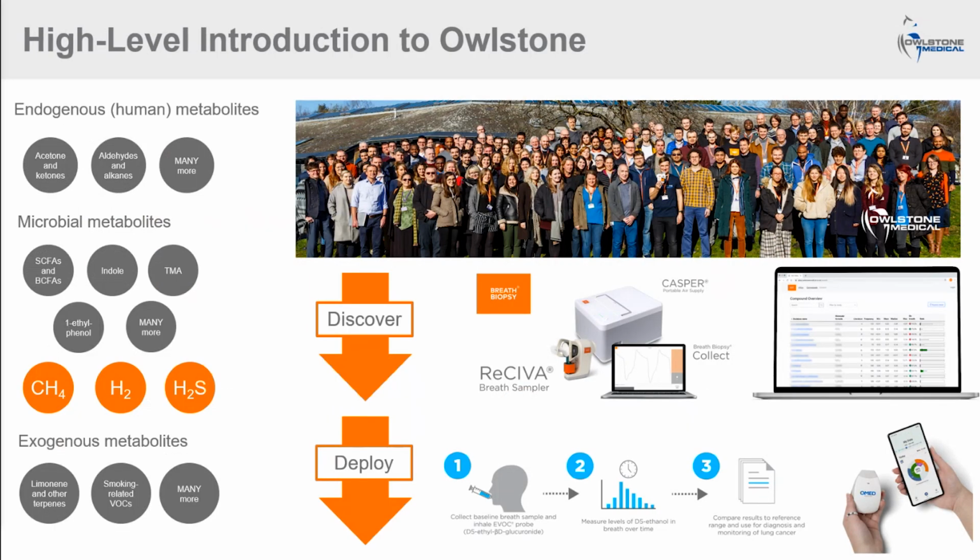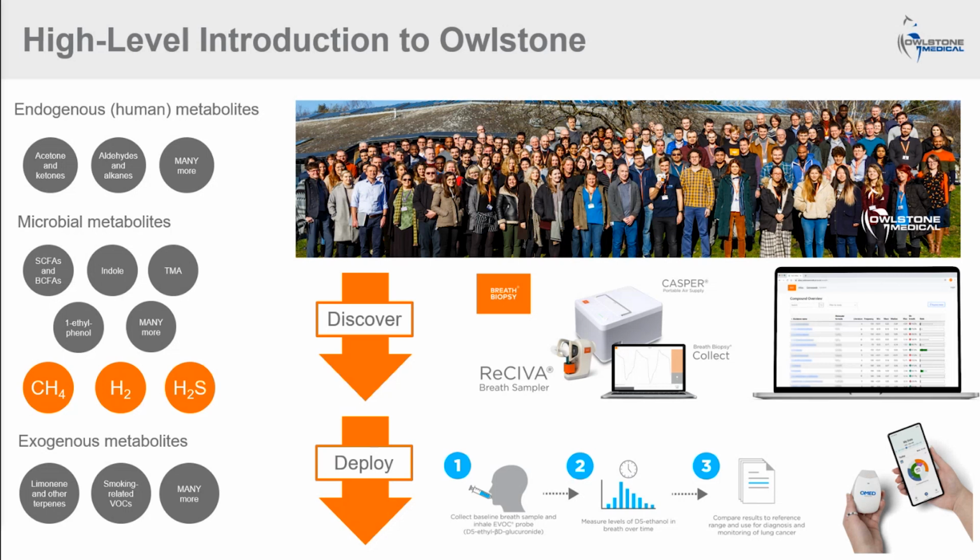So first, a quick high-level introduction to Owlstone. The kinds of molecules we're looking at in breath are the gaseous phase molecules. Those are volatile organic compounds, things like acetone, things like short-chain fatty acids from microbiome metabolism, etc. But we're also looking at gases like methane and hydrogen. And those are the molecules we'll focus on for the rest of the day today.